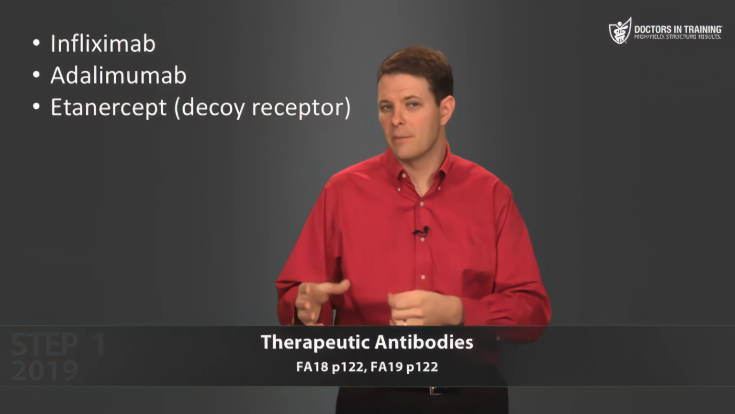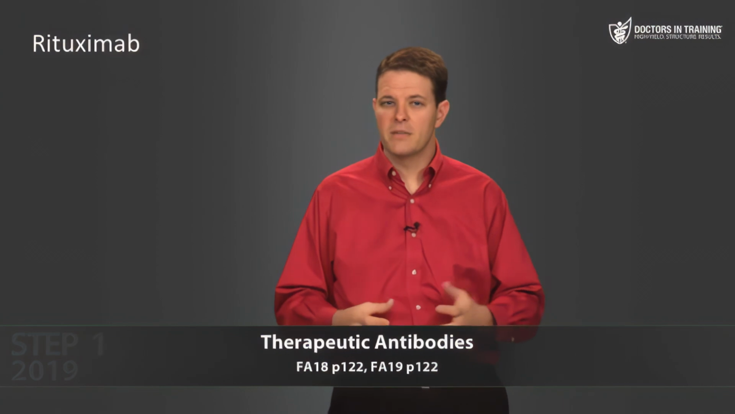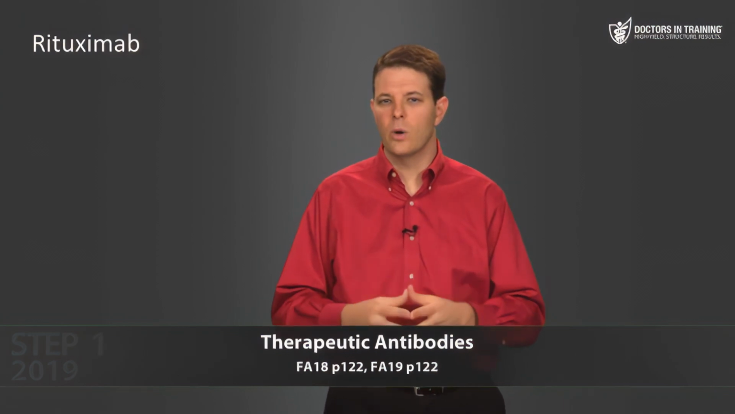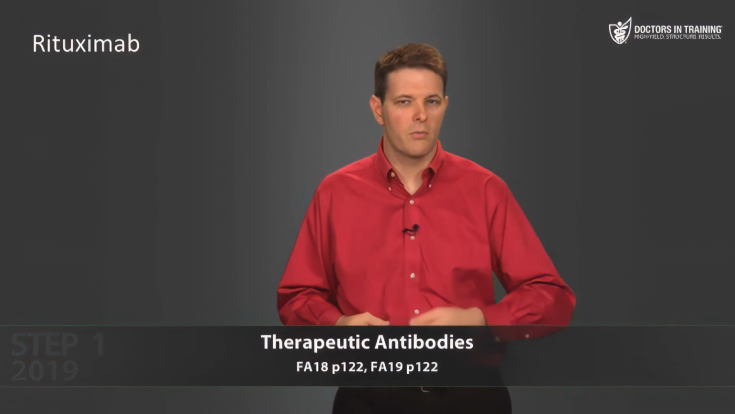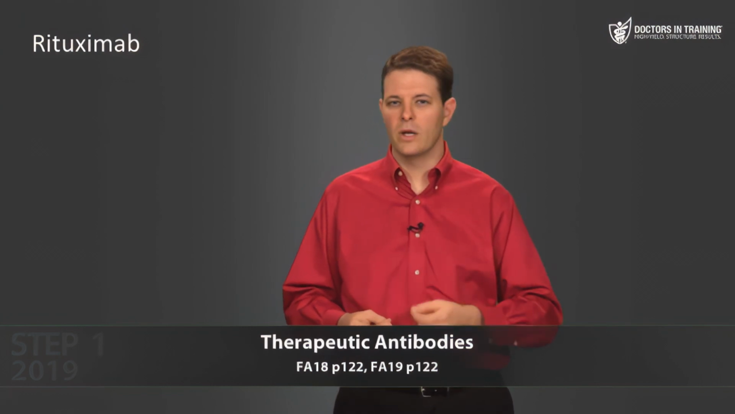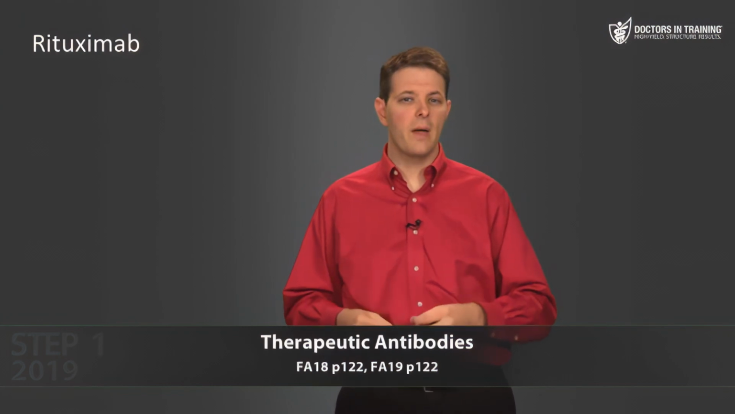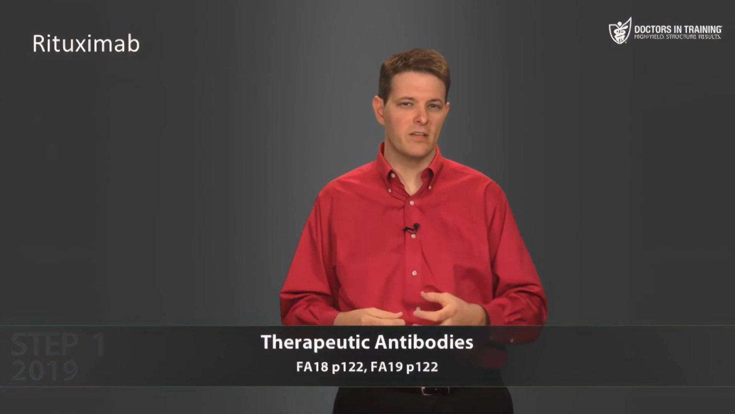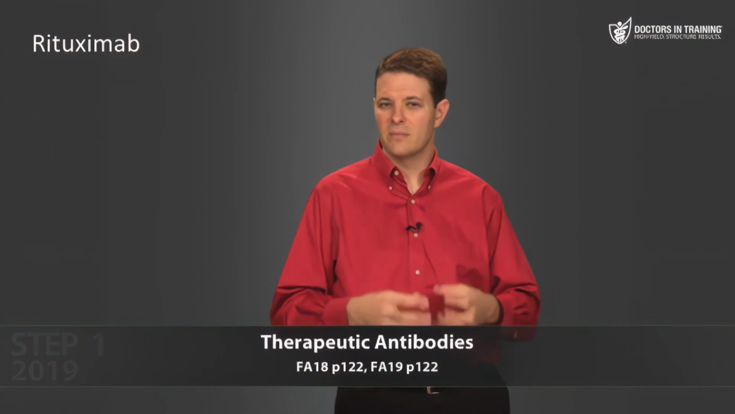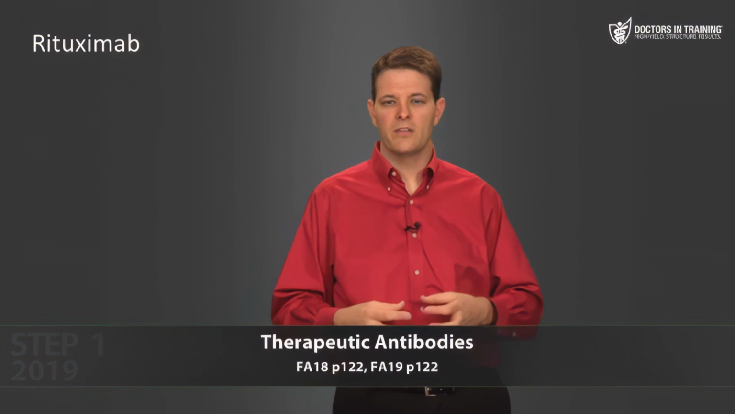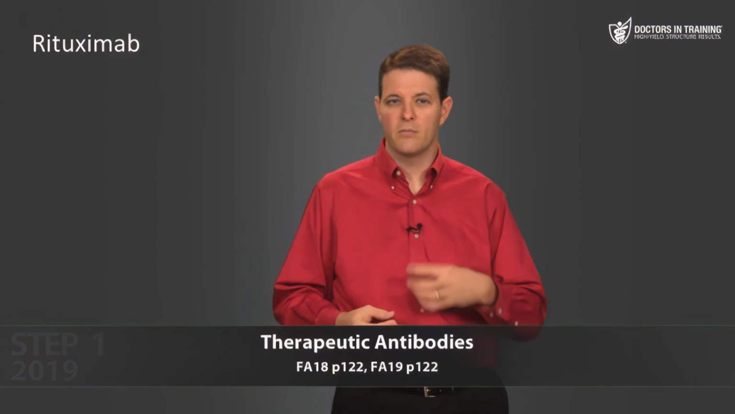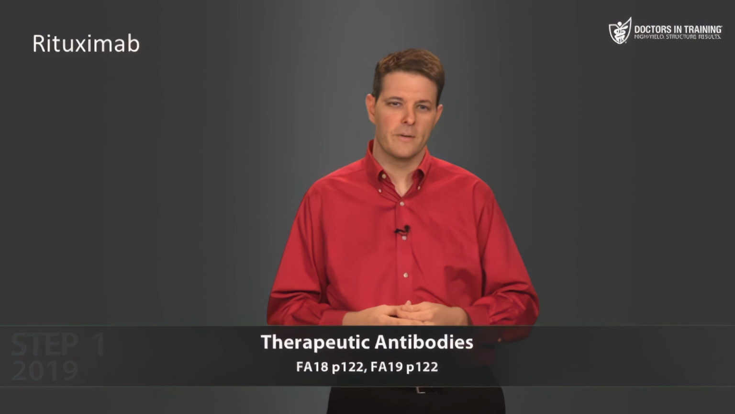Etanercept, decoy receptor. Rituximab is a monoclonal antibody that binds to CD20, which we said was a B cell marker. Remember, B cells have CD19, CD20, and CD21. So rituximab binds to CD20 on the surface of B cells, and that induces complement to lyse the B cell. So rituximab can be used to treat non-Hodgkin lymphoma because most lymphomas are B cell tumors.